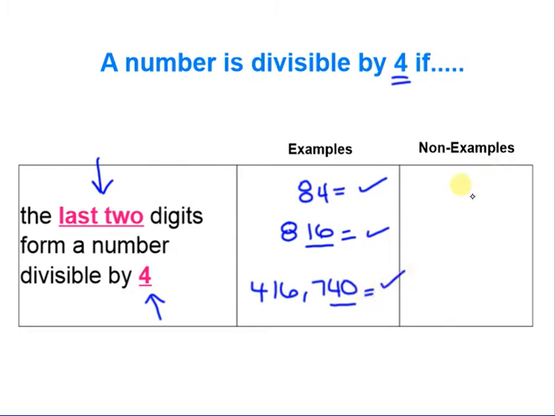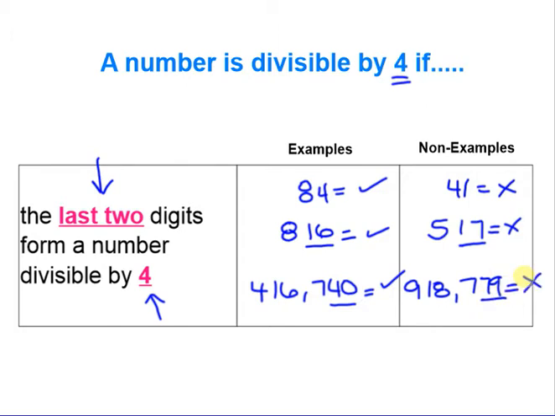Okay, some non-examples. If we did 41, that would not work. 4 goes into 40, so it wouldn't go into 41. We can do the example 517. That would not work because 4 does not go into 17 evenly. And then we can also do the example 918,779. Looking at those last 2 numbers, 79, 4 does not go into 79.